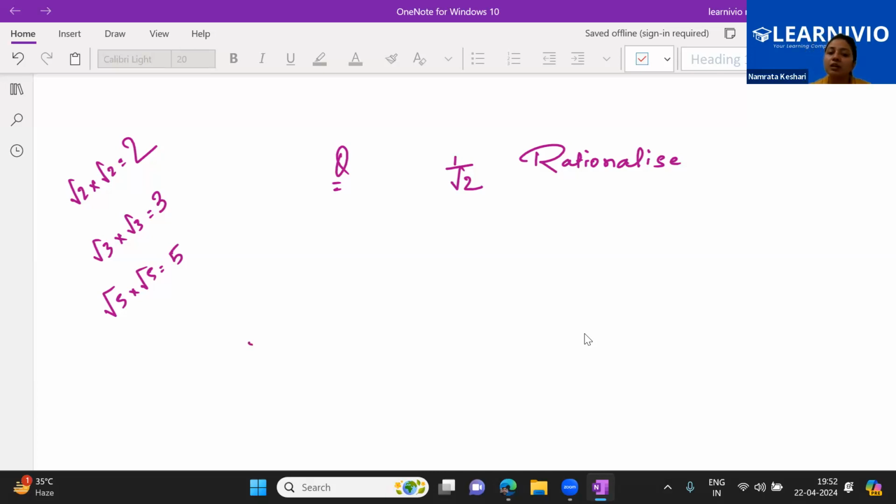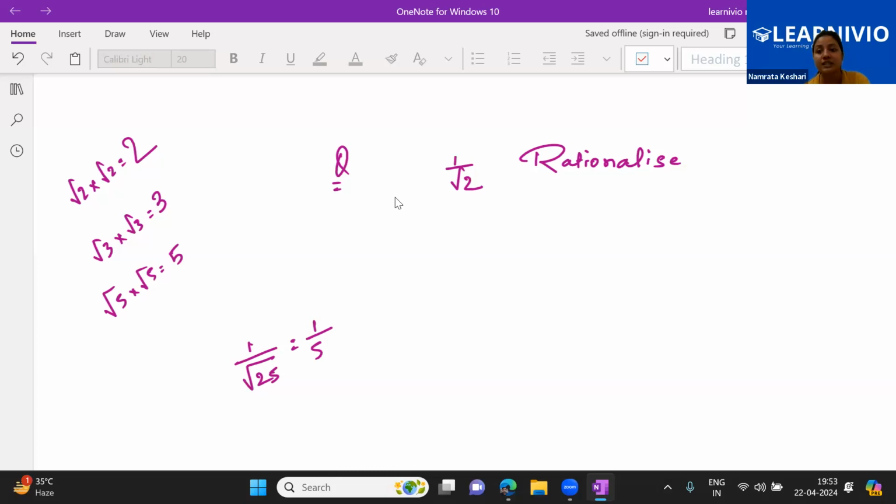If 1 by root 25 is there, that is fine, we can write it as 1 by 5. But if 1 by root 2 is there, we don't want to keep the square root in the denominator. If a square root term is in the numerator, it's fine. But if a square root term is in the denominator, this is not the standard format of writing it. So we always try to make some arrangement so that we are able to remove this square root sign from the denominator.